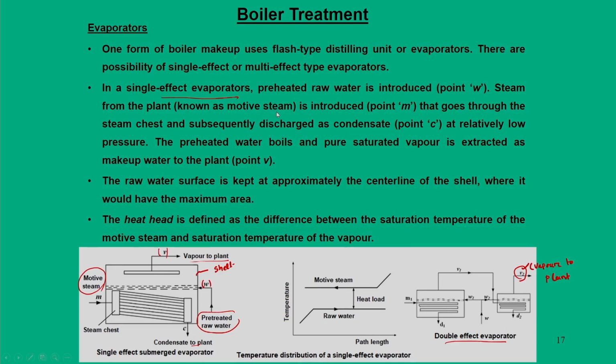So, in a single evaporator system unit, preheated raw water is introduced at point W. Steam from the plant, known as motive steam, is introduced at point M, goes through the steam chest, and is subsequently discharged as condensate at point C at relatively low pressure. The preheated water boils and pure saturated vapor is extracted as makeup water to the plant at point V. And as I mentioned, that entire evaporator unit should be submerged in the water contained in this cell.